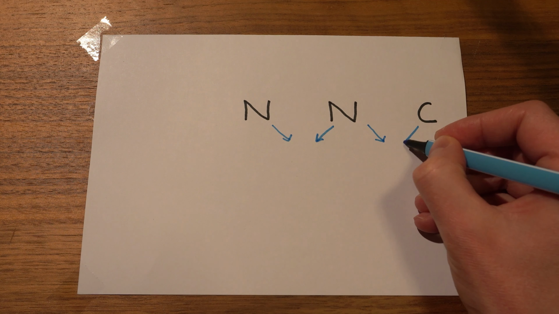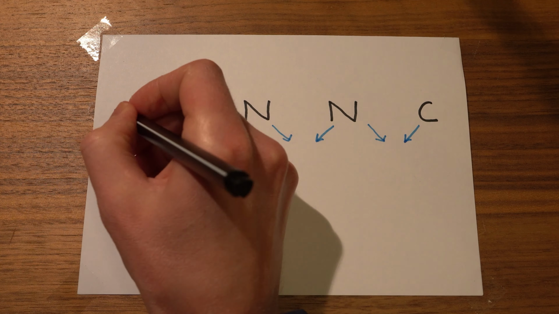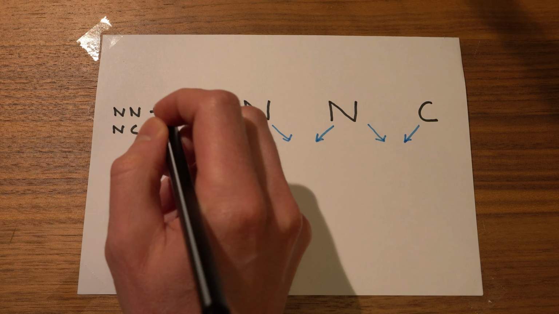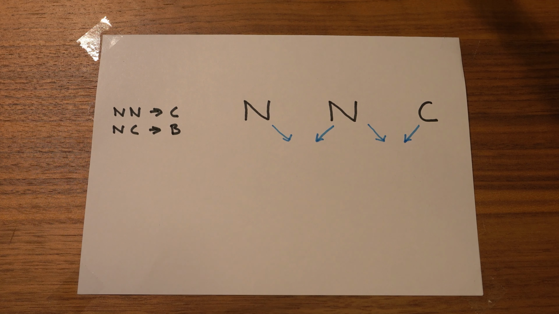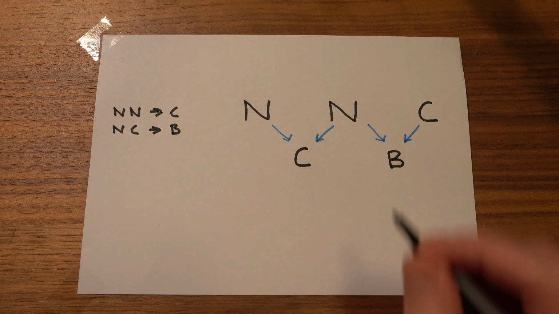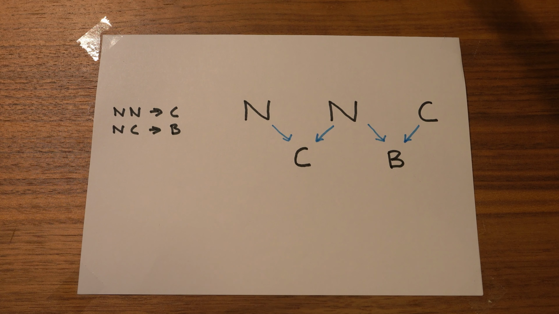in that string is rewritten by inserting a character in between them. So the NN pair, a C character is inserted between them, and the NC pair, a B character is inserted between them. So after one iteration of this starting string, we get the string NCNBCHB.